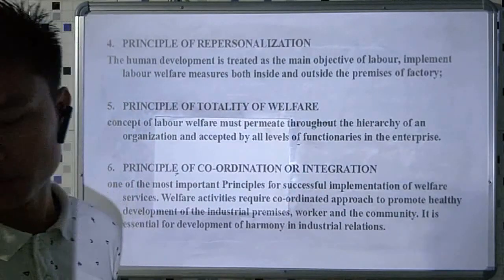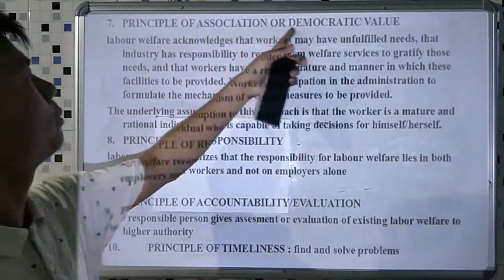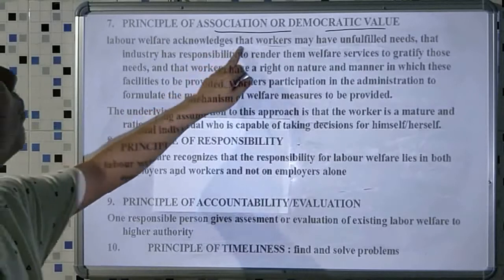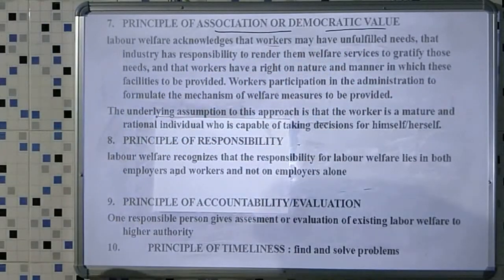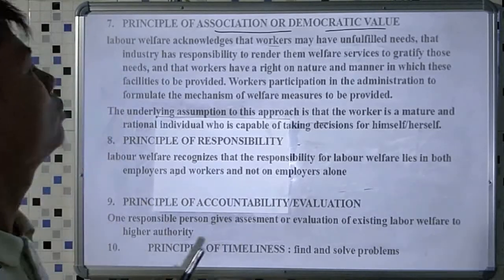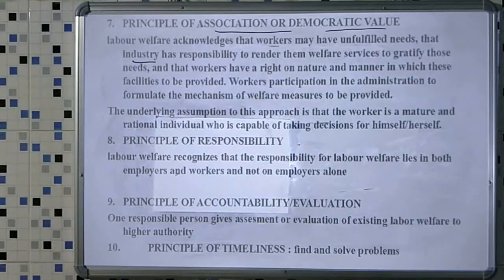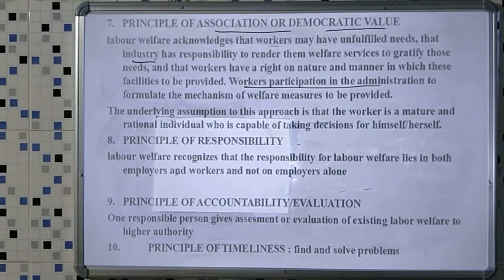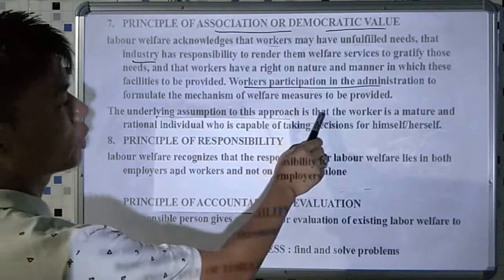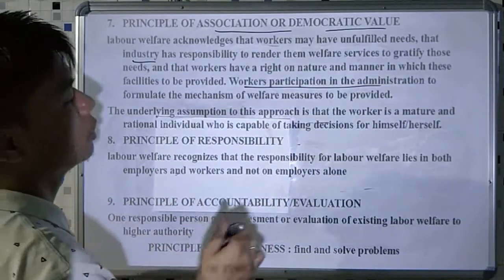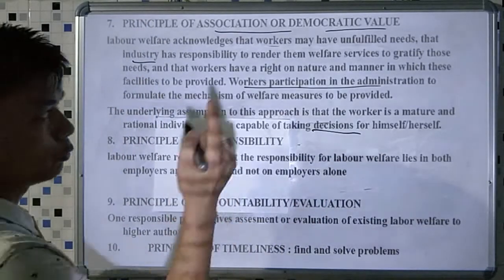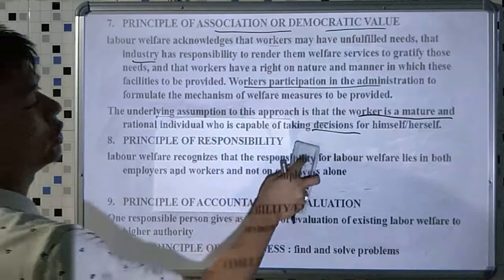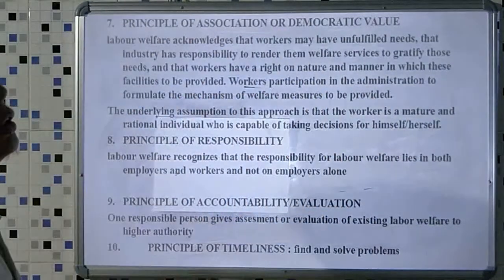Done. Now going to the principle of association, the democratic way. Association means taking them together. It argues that workers have unfulfilled needs, and the responsibility lies with the employer to fulfill those needs. Here worker participation is very much given. They believe worker participation should be taken, for example, discussion, and a chance for decision making. Why? Because with this approach, the worker is a mature and rational human being. They have a mind, they know how to think, so they should be included in making any decision. It should be coordinated.